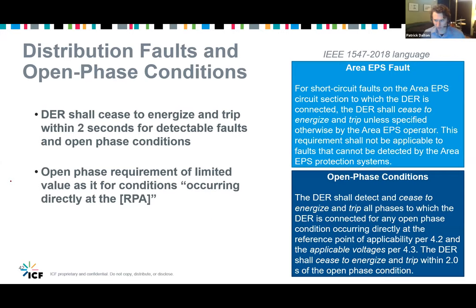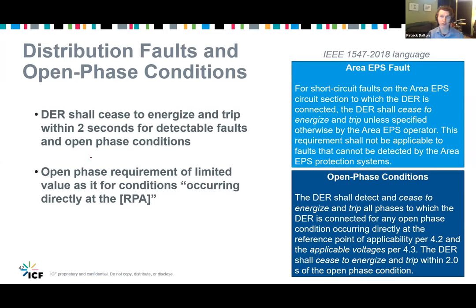So we're sort of moving out of the real and reactive power control functions and are going to talk a little bit about responses and power controls. So briefly, DER are required to respond to distribution faults and open up or cease to energize and trip within 2 seconds. And the same is true for open phase conditions.